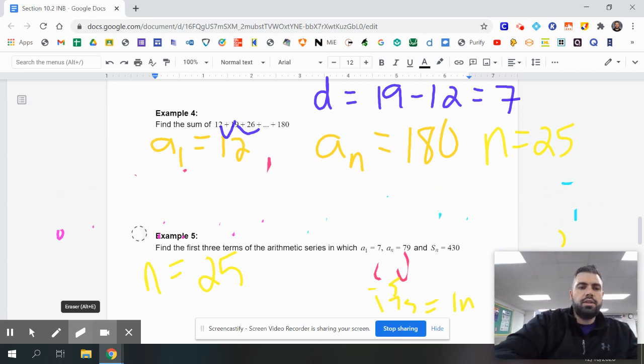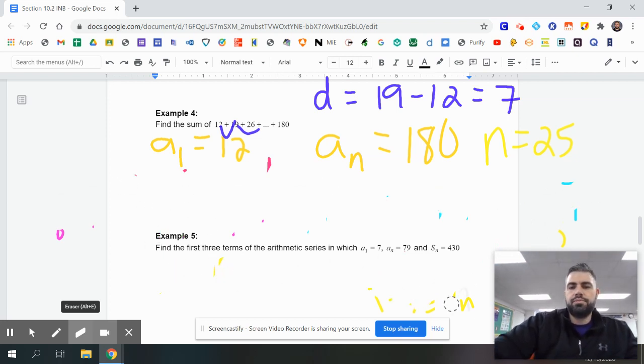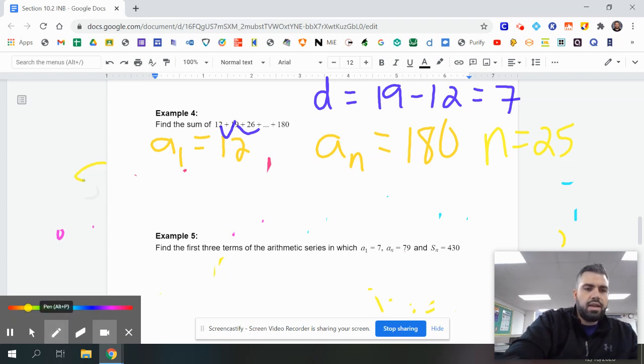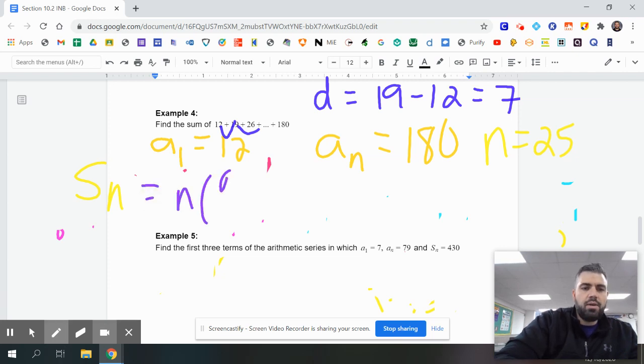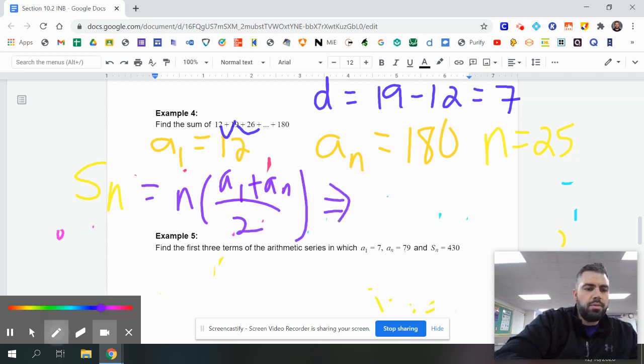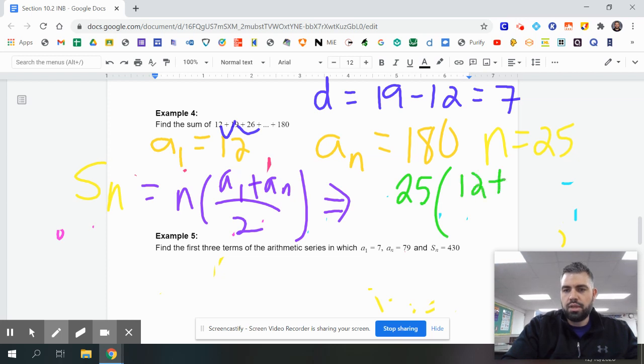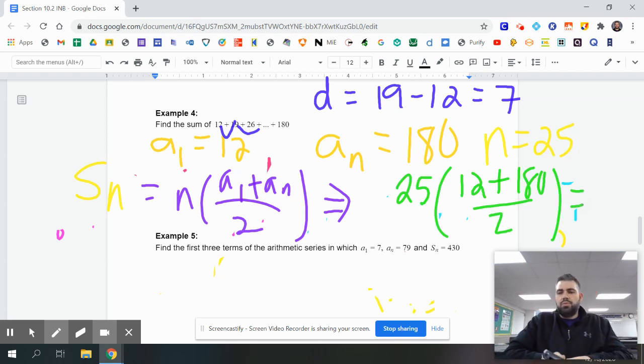So let's do that. Let's look at that formula. That formula said S sub n, I'll use a different color here, S sub n is equal to n times (a1 plus an) over 2. So let's plug our numbers in. n is 25 times the first term, which is 12, plus the last term, 180, divided by 2. When I put this in my calculator, 25 times (12 plus 180) divided by 2, I get 2400.